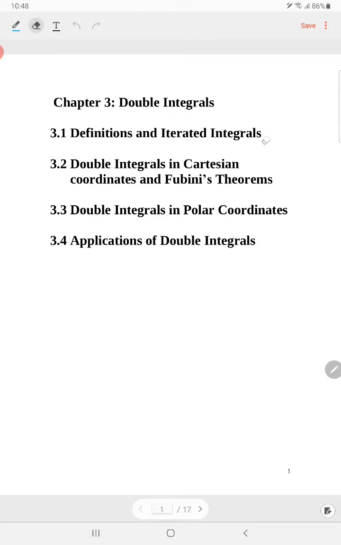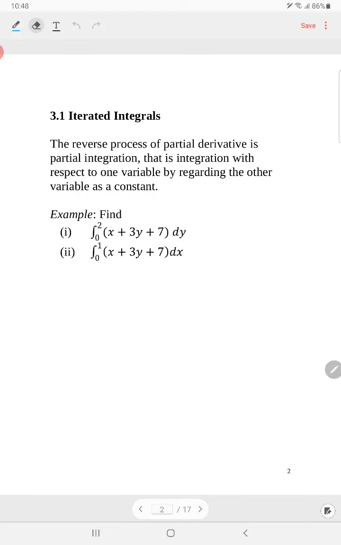Now let's look at the first section, which is definitions and iterated integrals. Let's look at the first definition. The first definition that you need to know is about partial integration. Partial integration is really the reverse process of partial derivative, where we integrate with respect to one variable by regarding the other variable as constant.